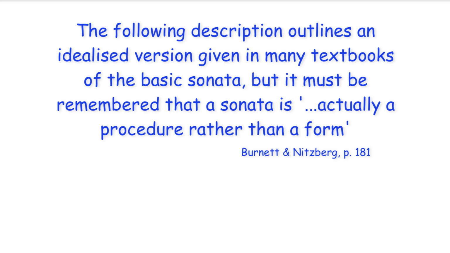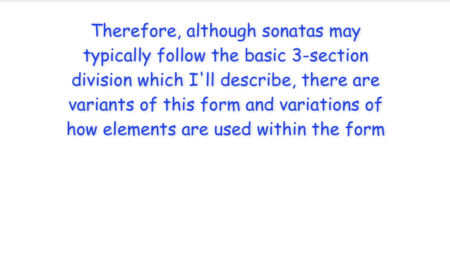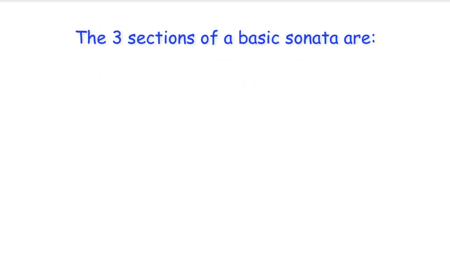The following description outlines an idealized version given in many textbooks of the basic sonata, but it must be remembered that a sonata is actually a procedure rather than a form. Therefore, although sonatas may typically follow the basic three-section division which I'll describe, there are variants of this form and variations of how elements are used within the form. With this in mind, the three sections of a basic sonata are the exposition, the development, and the recapitulation.